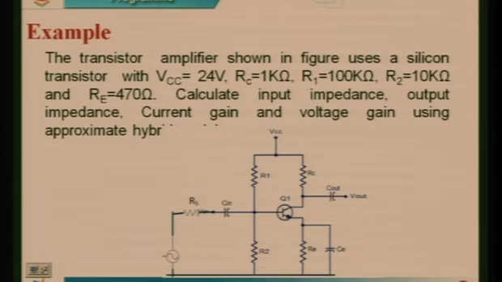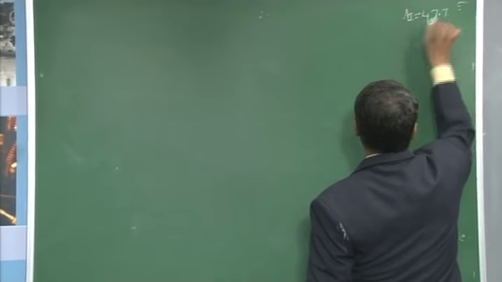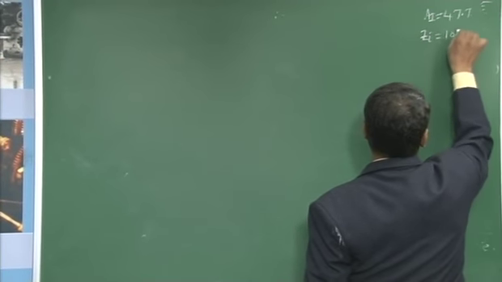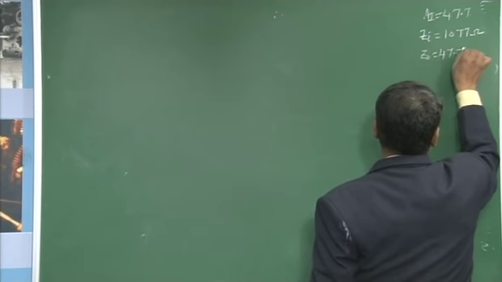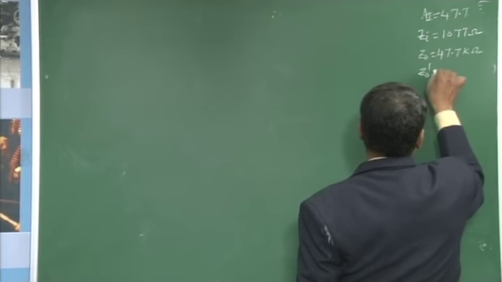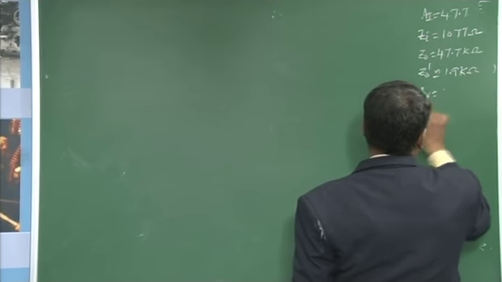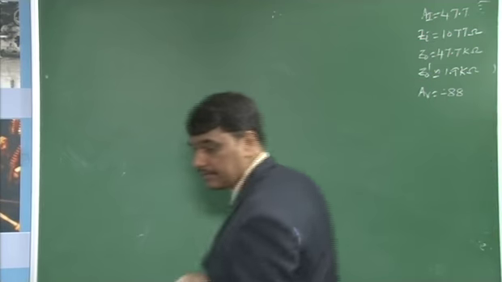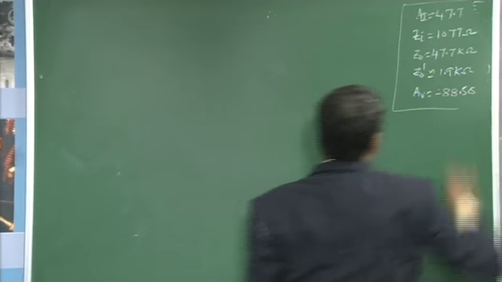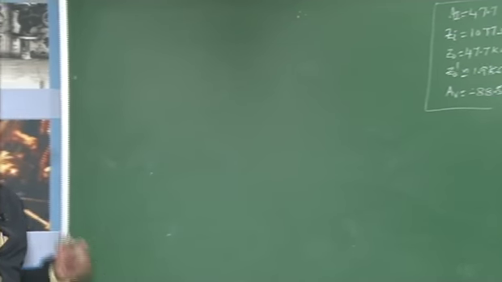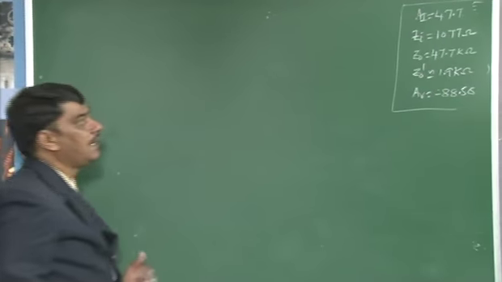Already we calculated in the earlier session: AI is equal to minus 47.7, Zi is equal to 1077 ohms, Zo is equal to 40.7 kilo ohms, Zo dash is approximately 1.9 kilo ohms, and AV is approximately equal to minus 88.58. These are the values you calculated by using an exact analysis. If you solve the same problem using an approximate analysis and determine the error, that error should be less than 10%.